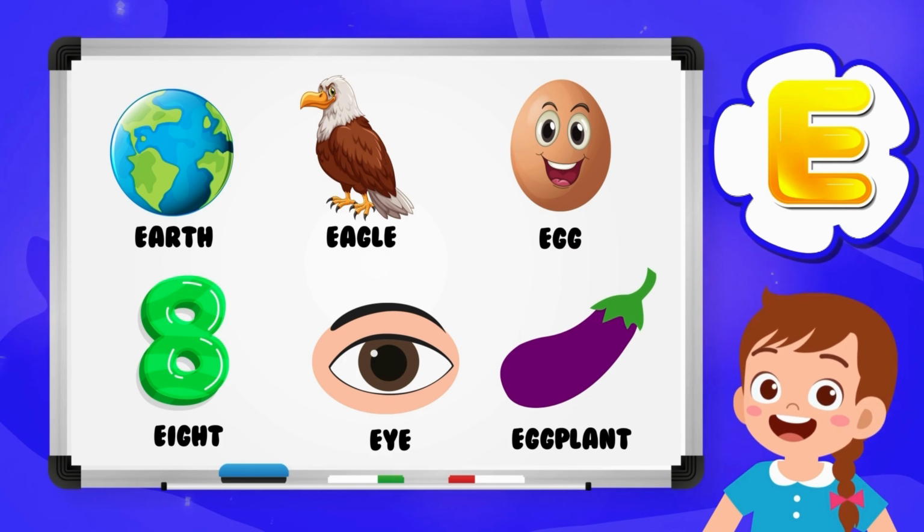E. E is for earth. E is for eagle. E is for egg. E is for eight. E is for eye. E is for eggplant.